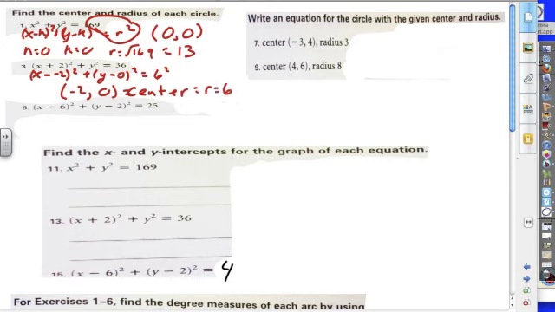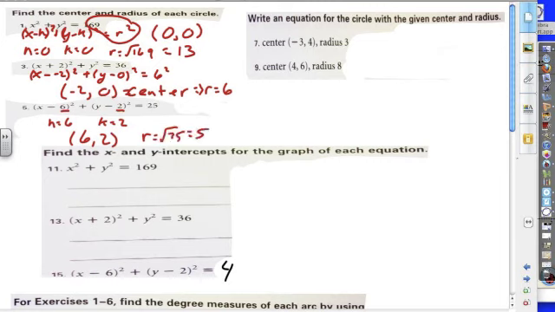Okay, so now the last one's already in the x minus h, y minus k format. So my h is 6, my k is 2, so that means my center is at 6, 2, and my radius is the square root of 25, which is 5. So that's how we do those.